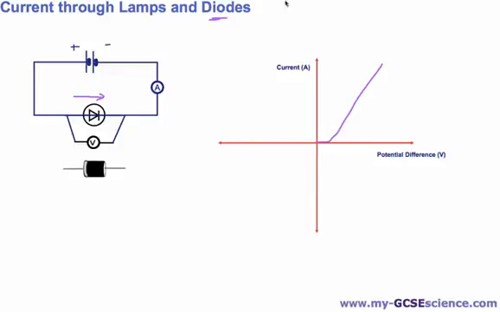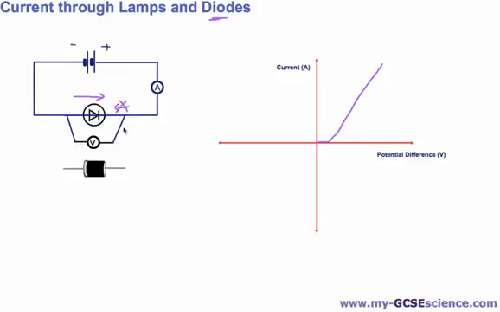Now if we were then to flip our battery again, what would happen is we would get a negative potential difference. That would encourage the current to flow in the opposite direction, but as we know, our diode won't allow current to flow in that direction.